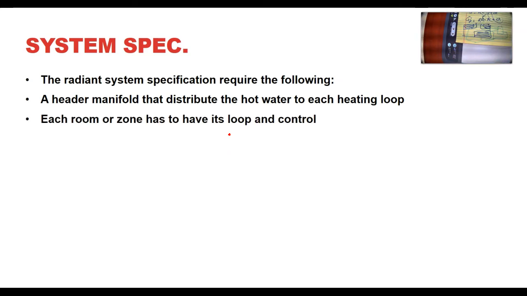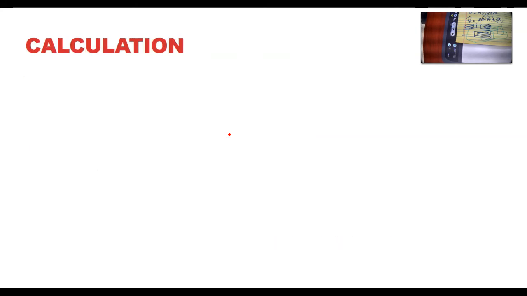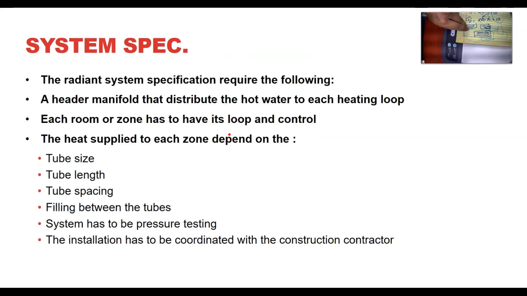Each room has its own zone and its own loop. The heat supplied to each zone depends on many things: the tube size, tube length, and tube spacing, and these are little aspects that I'm going to talk about right now.